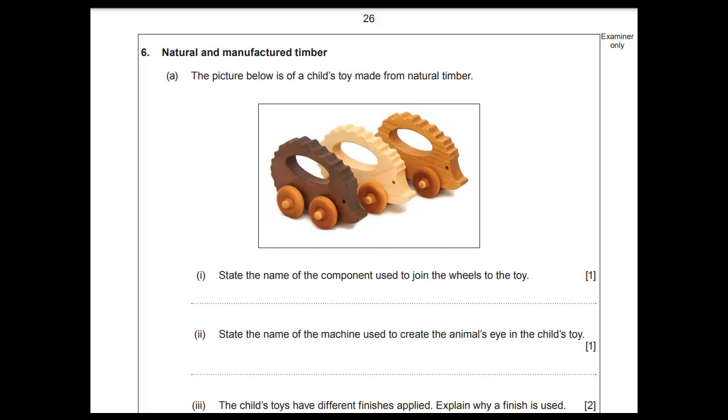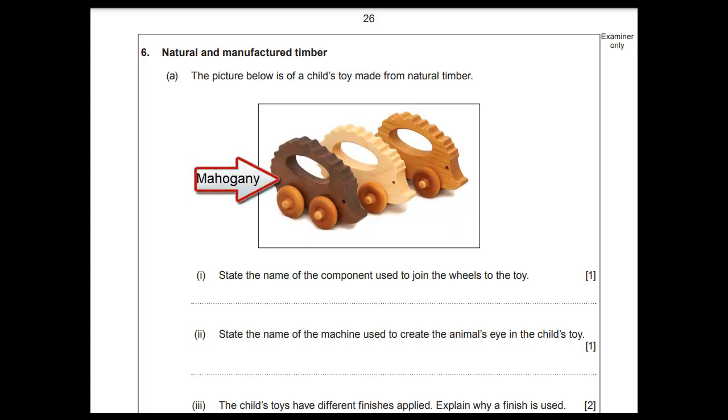So the first thing is obviously that there's an image here, and it's relating to a child's toy that is made from natural timber. So it says here, question A, the picture below is of a child's toy made of natural timber. So natural timber obviously means timber that's either a hardwood or a softwood, and isn't manufactured. And the examples you can see here are various types of wood which have either been stained or coloured, or they could actually be different types of hardwood and softwood.